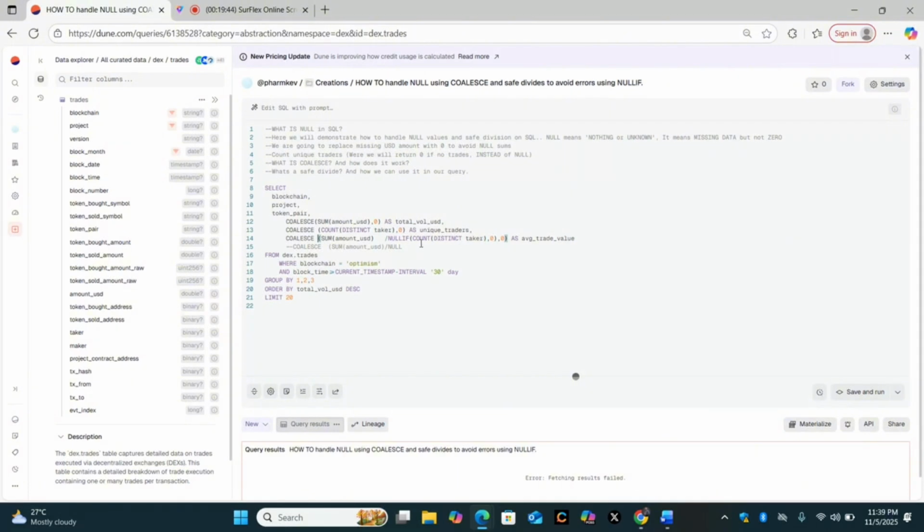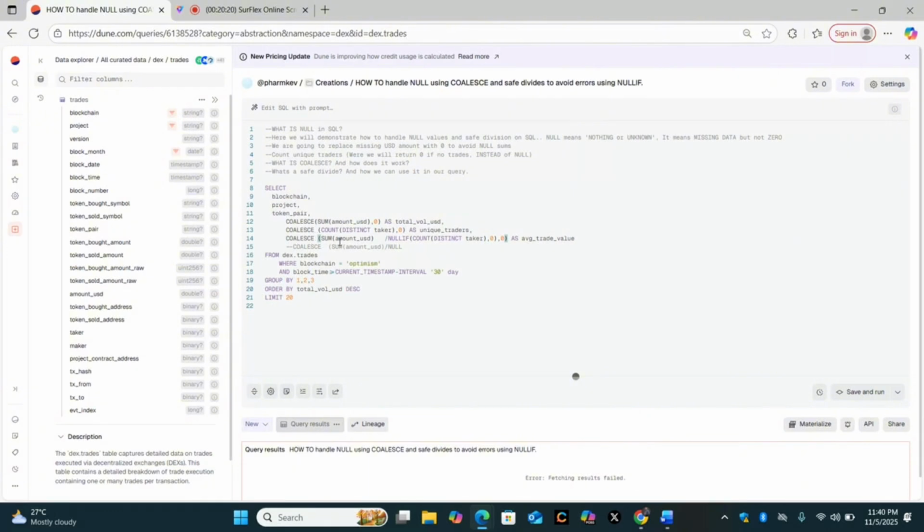So it converts it to null because of this NULLIF. If it is 0, that is what this NULLIF does. It only acts when the denominator is 0. This is the numerator, this is the denominator. So if this denominator comes down to be 0, then we actually now put it as null.